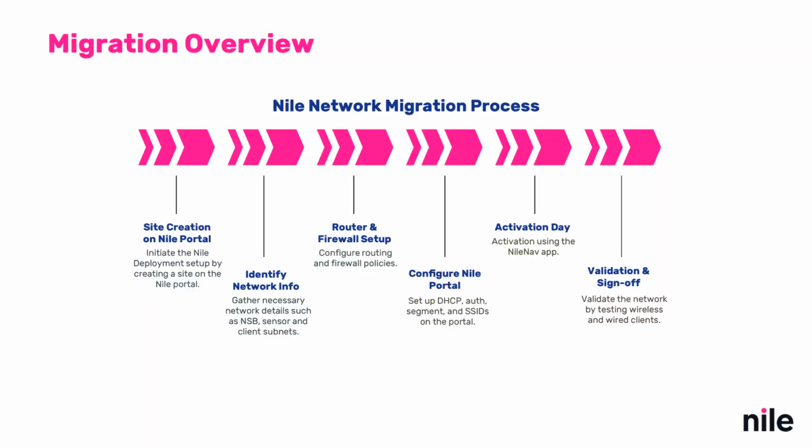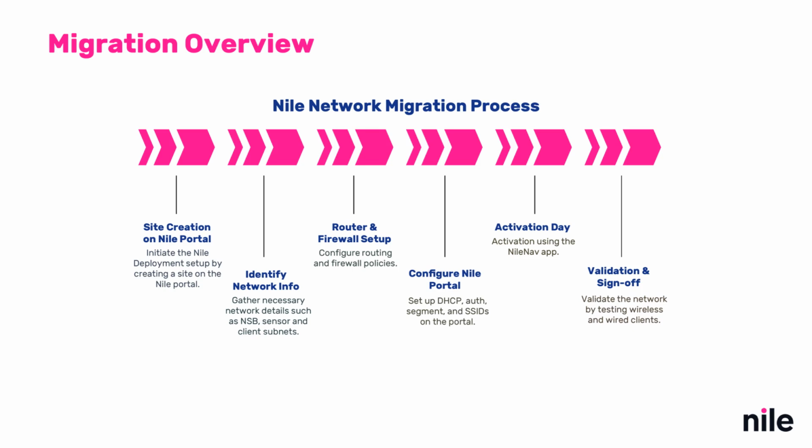Here is an overview of your migration journey as you transition to the Nile service. It starts with signing into the Nile Control Center and adding your site, which defines the physical location where the network will be deployed. Next, you'll identify the required IP information, including subnets for the Nile service block and sensors, uplink IP addresses, and optionally, DNS and NTP server details.